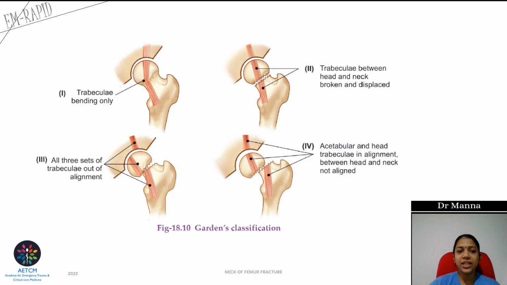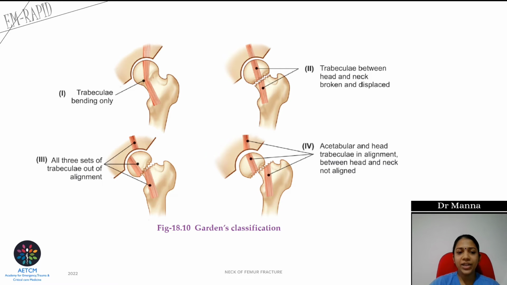Stage 1, we can see the trabecula is just bending only. Stage 2, there is a fracture, but it is totally undisplaced. The trabecula has broken, but it is aligned somewhat in the same direction itself. There is no loss or bending of the stream, but the break is definitely there.